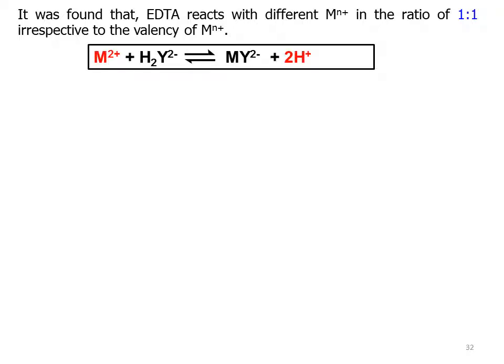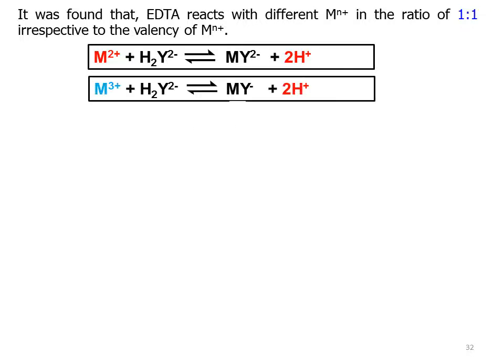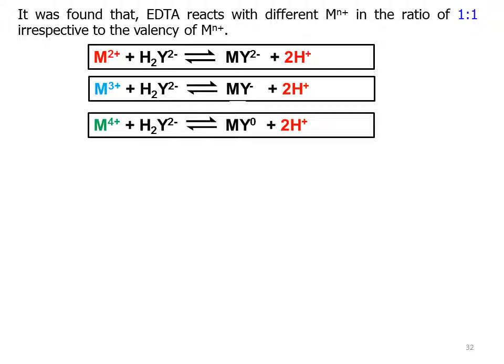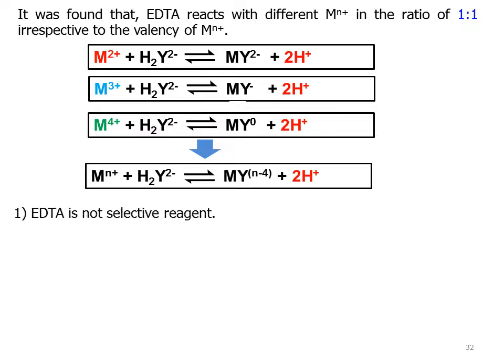It was found that EDTA reacts with different central metal ions in the ratio of 1:1, irrespective of the valency of the central metal ion. You can see here, all central metal ions with different valencies are treated equally by the EDTA, liberating 2 moles of hydrogen. Therefore, this is an important characteristic that should be memorized for EDTA.